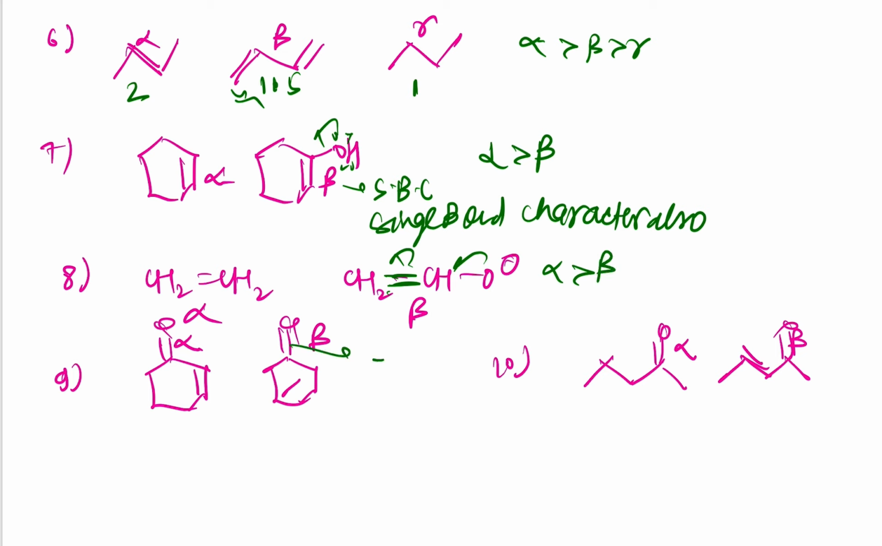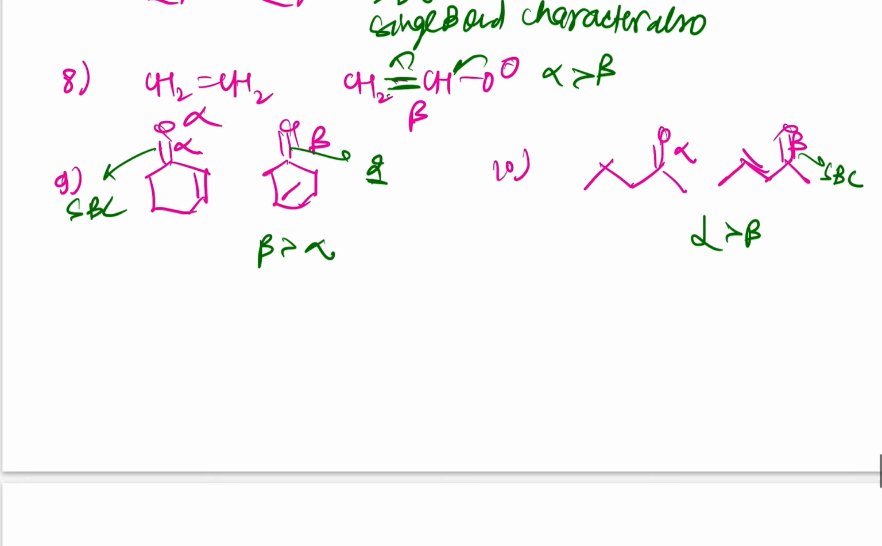This beta is actually a double bond. It is not going in resonance, but it is going in resonance, so it is a single bond character. So beta greater than alpha. Here alpha does not have any resonance. Beta has single bond character also. So alpha will be greater than beta. So these are some good questions.